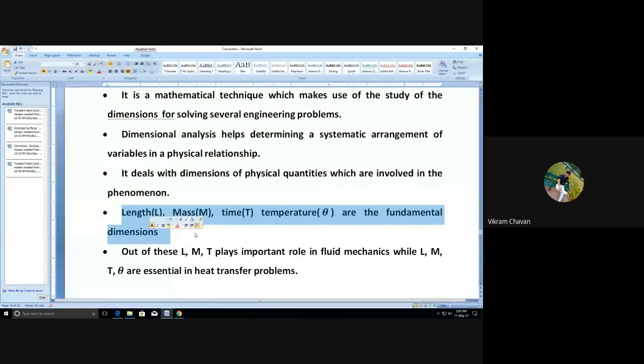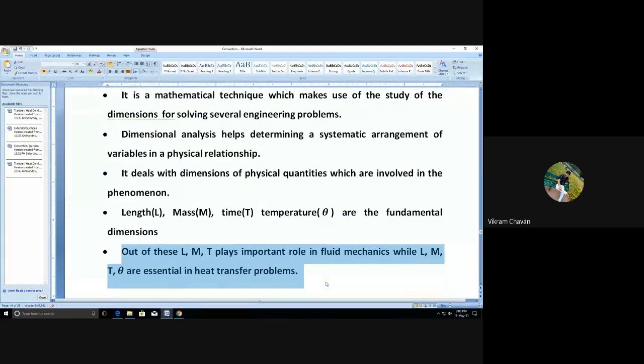Full stop. Out of these, LMT, that is length, mass, time, plays an important role in fluid mechanics, while LMT theta are essential in heat transfer problems.